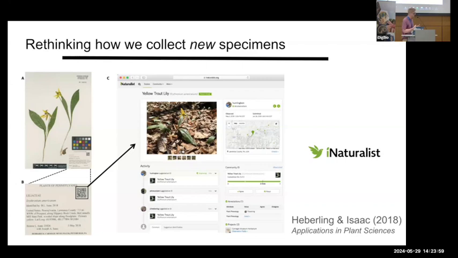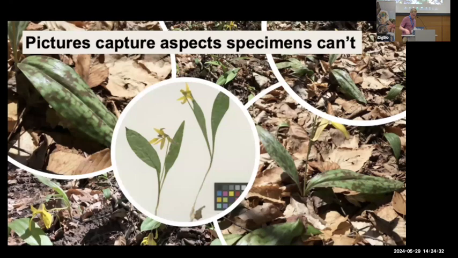So we're left, 100 years later, not quite sure if that particular plant was multi-stemmed, for instance, or if the color of the pollen was red or not, et cetera. And so iNaturalist provides this really cool opportunity to not only tap into the iNaturalist community and its functions, but also to have a relatively efficient way of connecting biodiversity observations associated with that specimen, images from the field. So yeah, pictures capture aspects specimens can't.